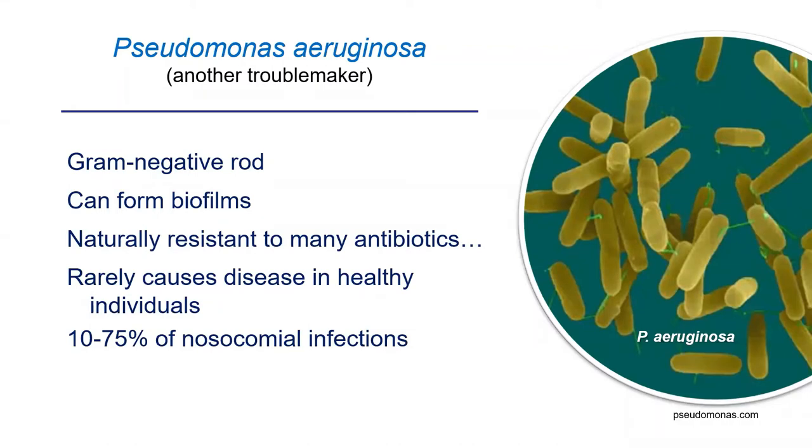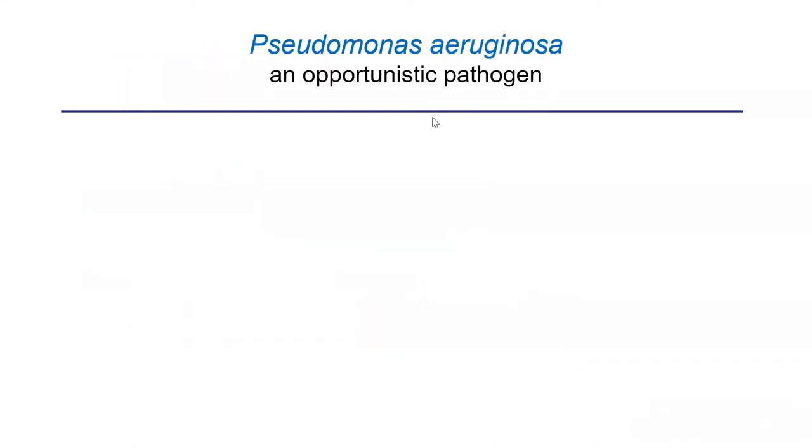You can see I have that number there, 10 to 75% of hospital-acquired infections. Some hospitals have serious problems with this organism. Some do not. The range varies quite a bit. But it does pop up in certain circumstances quite frequently. I'll get to those in a moment.